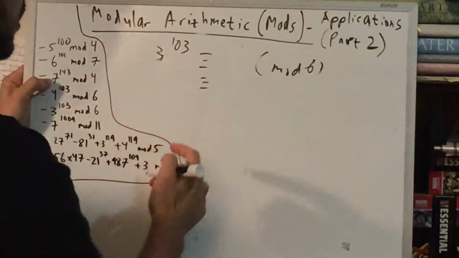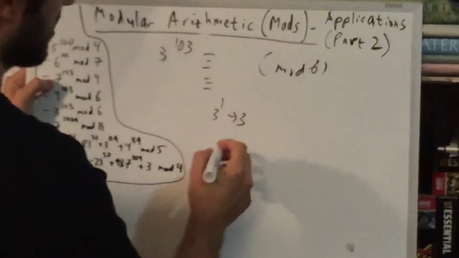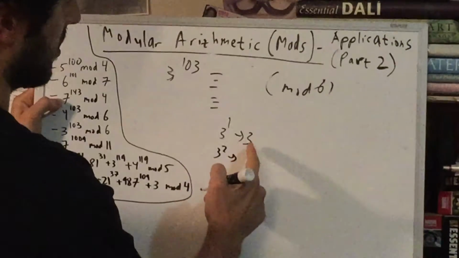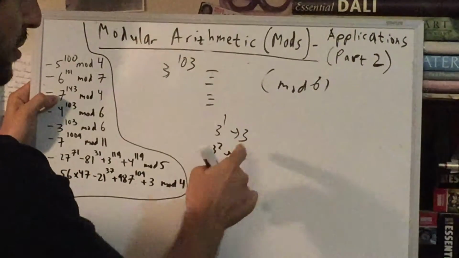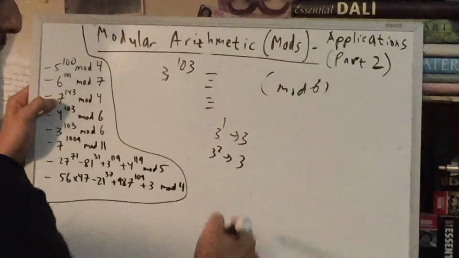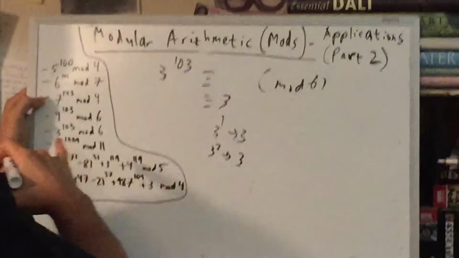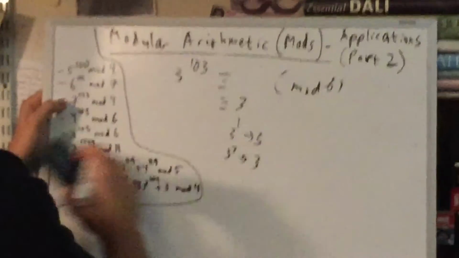Now 3 to the 103rd, again, let's hunt for a pattern. So 3 to the 1st is 3, 3 squared. Now we're just dealing with the remainder, so that's going to be 9. 9 mod 6 is again 3. So this is just going to stay 3 all the time. So we're done. That's just 3. All right, let's go to the next one, which is going to be a little bit trickier.